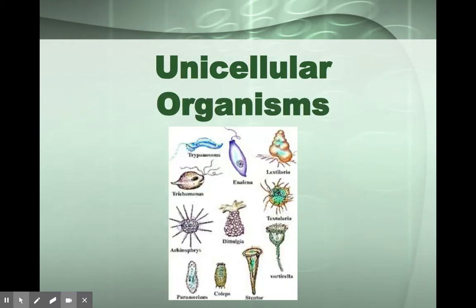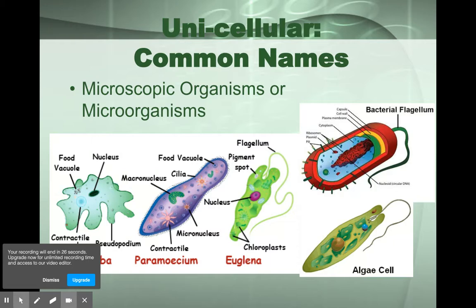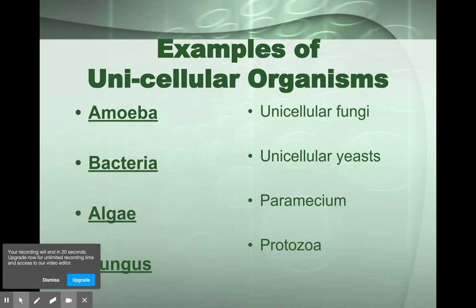Here are some very interesting unicellular organisms. Here are some other interesting looking unicellular organisms. And here are the names of the unicellular organisms. Amoeba, bacteria, and algae are the main ones that you need to know.